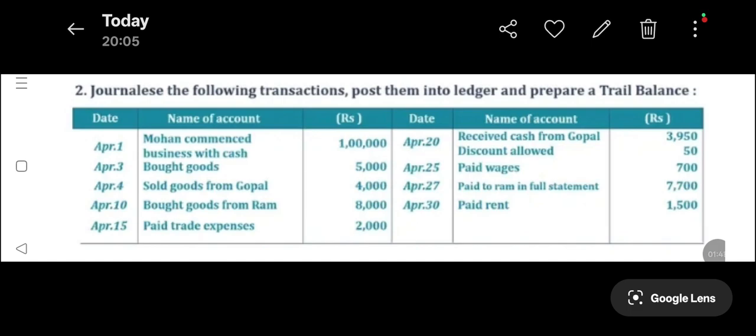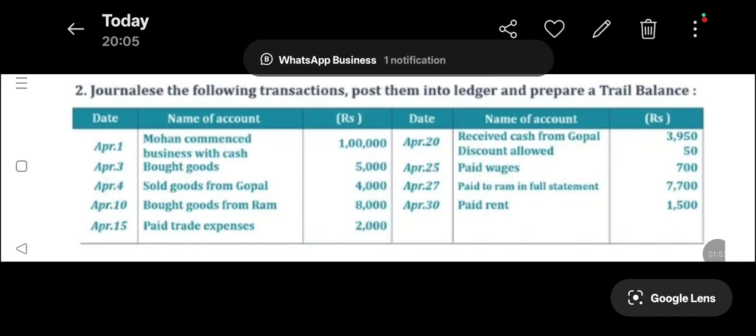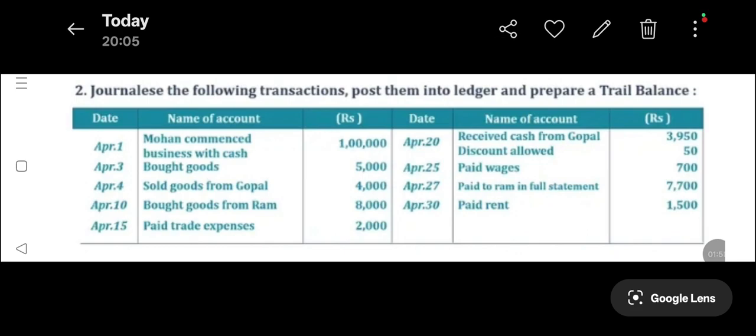Now question number second, again the question is lengthy, we have to pass journal then ledger. I am just discussing the journal entry orally. Mohan commenced business with cash. So here in this journal, transaction cash account, debit to capital account. April 3 bought goods 5,000. For this transaction, purchases account debit to cash account.